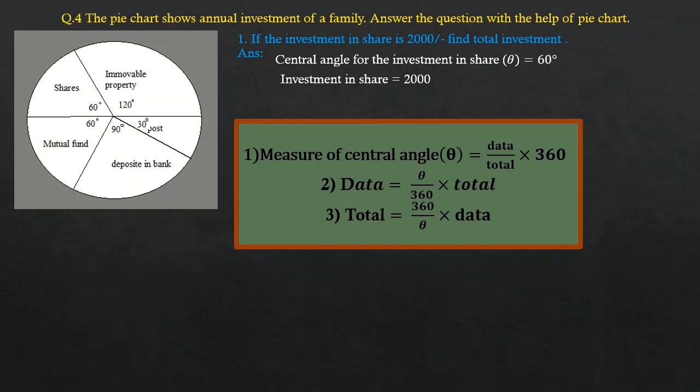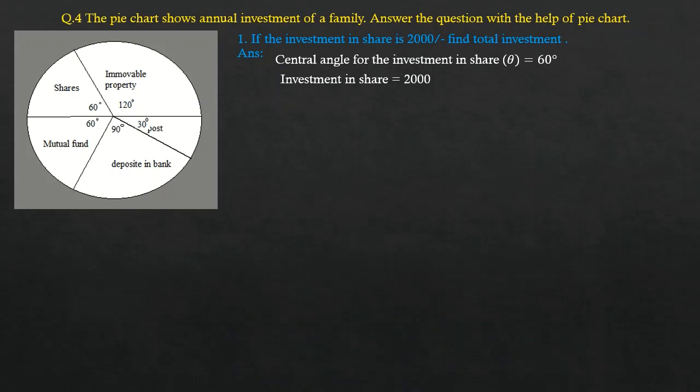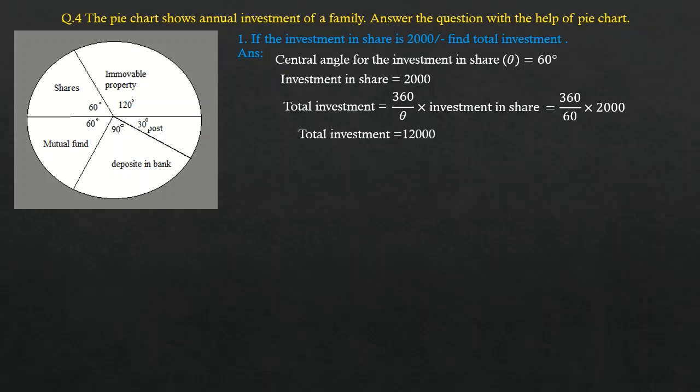हमें total की ज़रूरत है तो we use the formula for total as 360 upon theta multiplied by data. So total is equal to 360 upon theta multiplied by investment in share, which is equal to 360 upon theta for share, which is 60 degree, multiplied by 2000, which is data for share. If we simplify, the zeros and 36 and 6 cancel, and the total gives you 12,000. So 12,000 becomes your total investment. So now we have the answer for our first question.